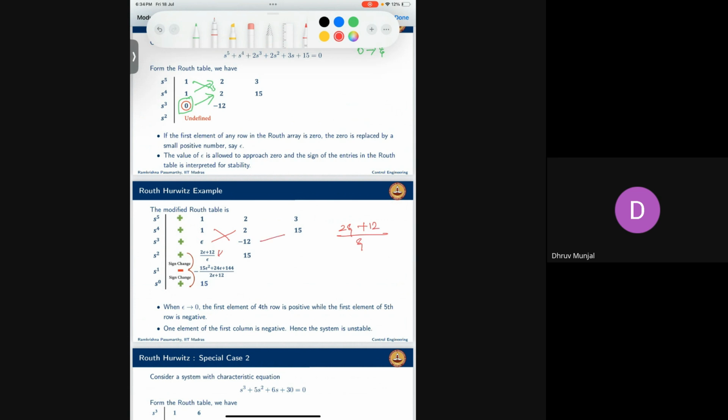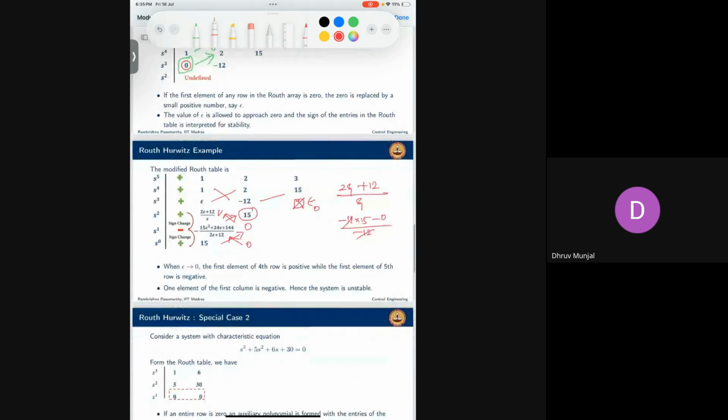Similarly, you do this. See, if one element is not there, you can neglect it. Here, consider it as 0. That's it. So this will become minus 12 into 15 minus 0 divided by minus 12. Then it will give you 15. Similarly, you do the operation for this, considering this as 0, and this and this. Right? You have to replace the 0 with epsilon only in the first column of the row table if it exists there.